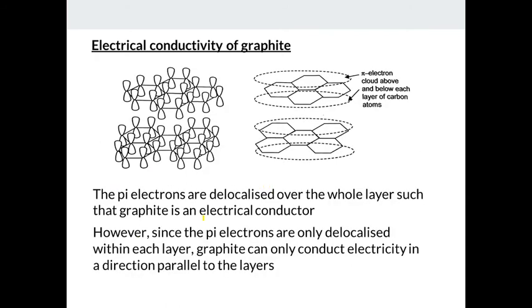So the pi electrons are said to be delocalized, that means no longer localized on every carbon atom, but spread out over the whole layer, such that graphite is an electrical conductor. Because these delocalized pi electrons can act as free mobile charge carriers to conduct electricity. But since the pi electrons are only delocalized within each layer, graphite can only conduct electricity in a direction parallel to the layers.